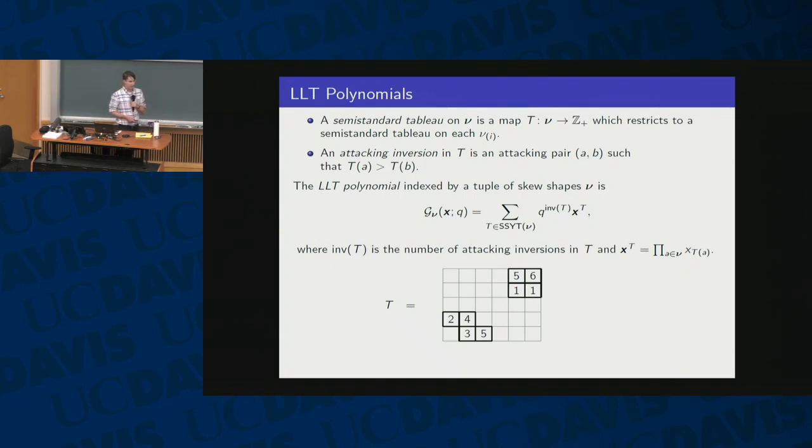And then we look at also the attacking inversions. So we look at the attacking pairs where you have an inversion and you get a Q factor for those inversions. So just running through those, right?